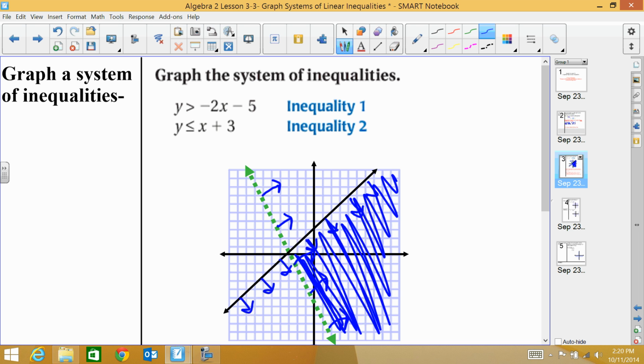If that was easier for you, then you can draw arrows in the direction that they're supposed to be shaded, and then you can find where they overlap and shade that in there. Okay? Or you could just shade really lightly in this area and really lightly in this area, and then where they overlap, you could shade darker. So there are three different options that you could do for the shading.